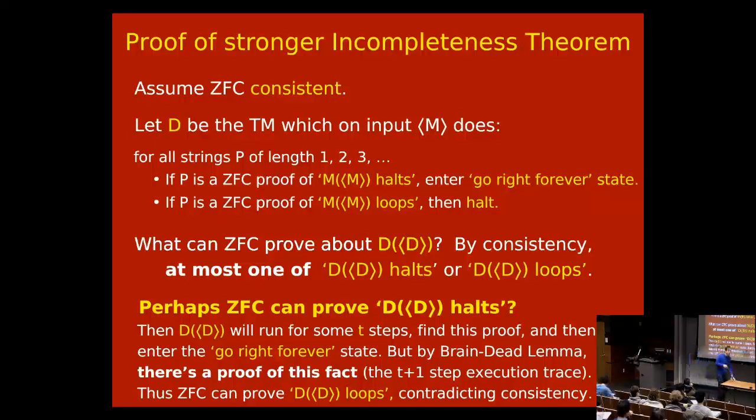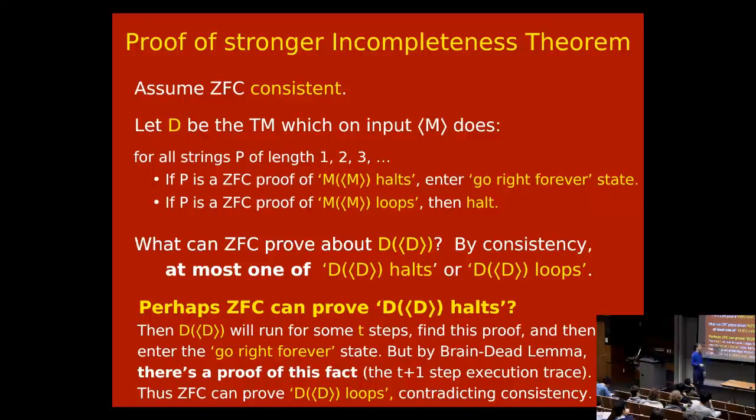I'm saying not only does D of D eventually loop, there's definitely a proof of that, because the proof will just look like, okay, here are the configurations for a while, and then the last configuration I'll show you is it entering into the go right forever states. And then I'll write another sentence saying now it will loop forever because it's in this go right forever state.